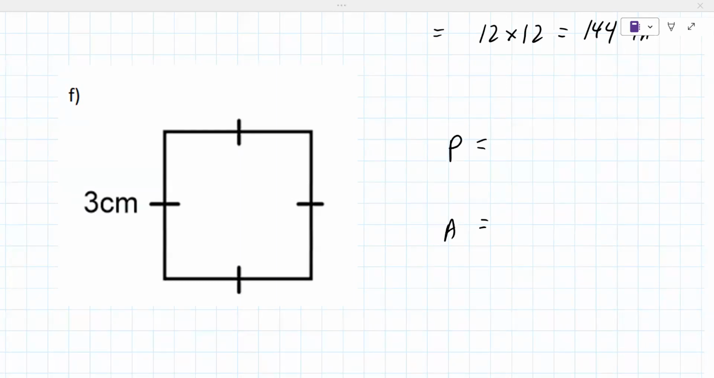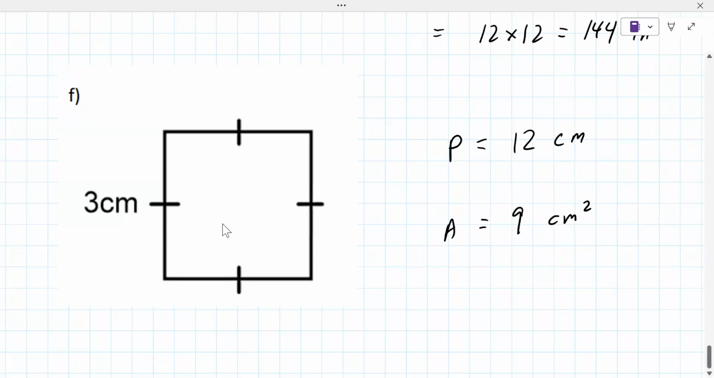Three. So the perimeter would be 12. What are the units? Oh, 12 centimeters. I didn't notice the centimeters. 12 centimeters, and then the area would be 9 centimeters squared.